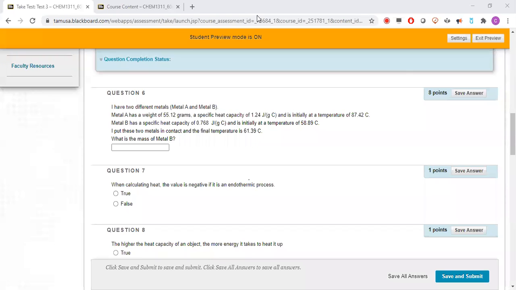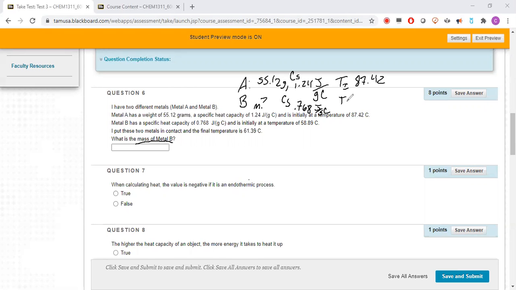Question 6, I have two different metals. So let's do A and B. Metal A has a mass of 55.12 grams. Specific heat, so Cs, of 1.24 joules per gram degree Celsius. T initial is 87.42. For B, mass, I don't know, because that's what it's actually asking. What is the mass of B? Cs is 0.768 joules per gram degree Celsius. T initial is 58.89.